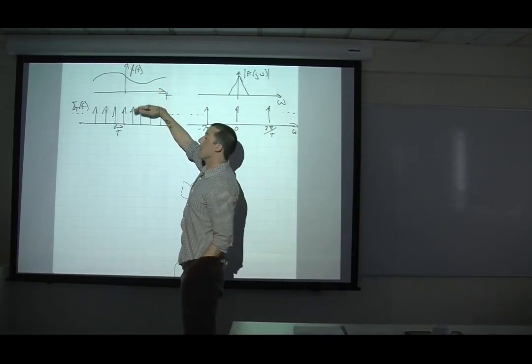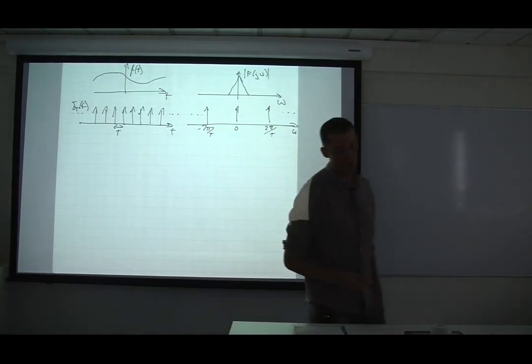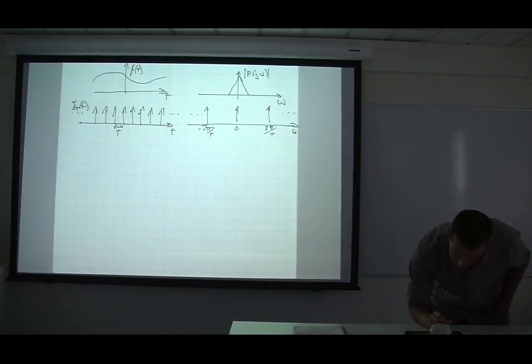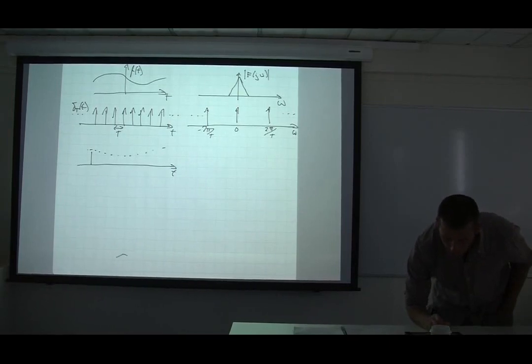And now I'm going to multiply these two together. So let's draw that picture. You've seen this picture already, probably twice at least. So we end up with a modulated version of those. So maybe the signal goes like that. Let's just put that in as a guideline.